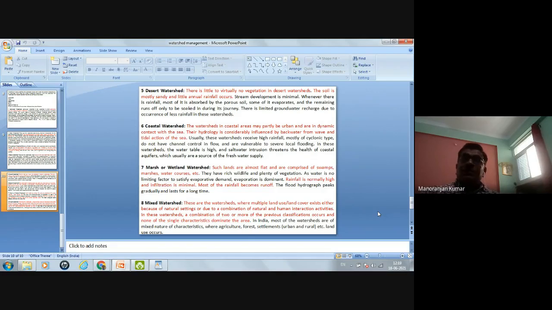And if rainfall is not there, then what happens? The stream development will be minimal. Whenever there is rainfall, most of the rainfall is absorbed by the porous soil. Porous soil means sandy soil. Okay, some of the water will evaporate.